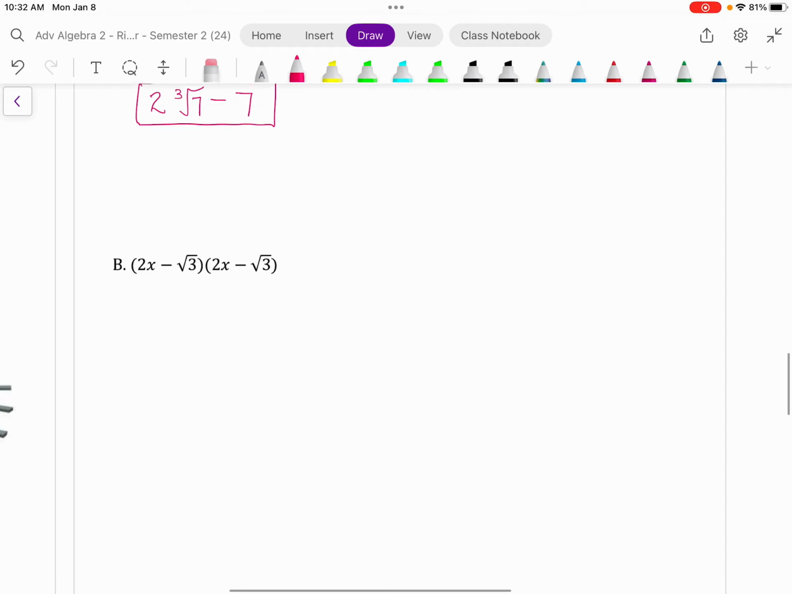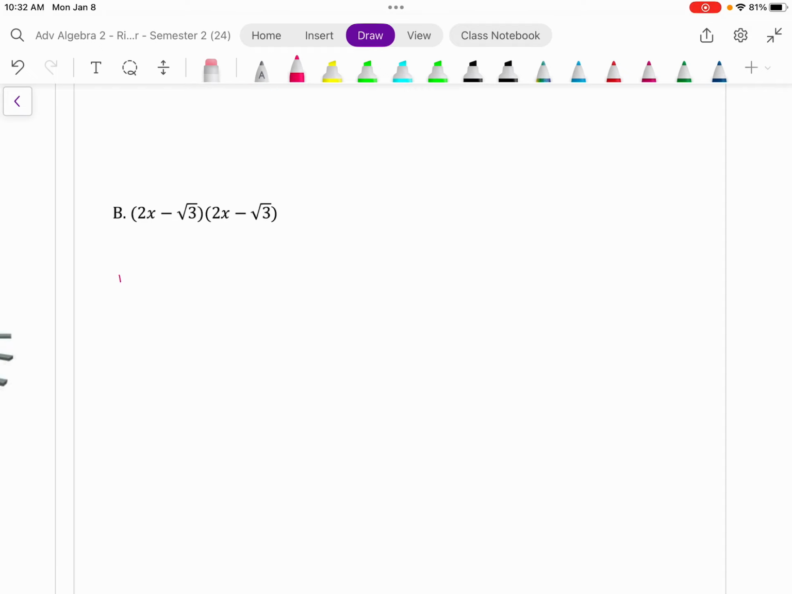In our next example, what if we have a binomial times a binomial? Well, previously we've been using the box. If you are a person that distributes instead, please continue to do that. My pen isn't wanting to act right, so I apologize. All right, so 2x times 2x is 4x squared.